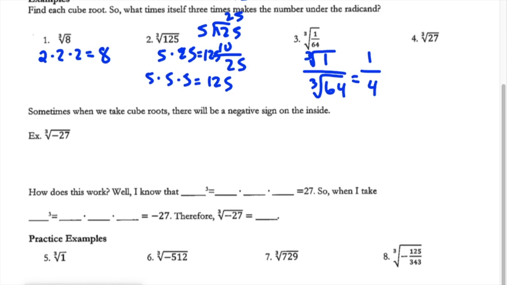Then the cube root of 27 is going to be 3, right? Because 3 times 3 is 9, and then 9 times 3 is 27. Okay?